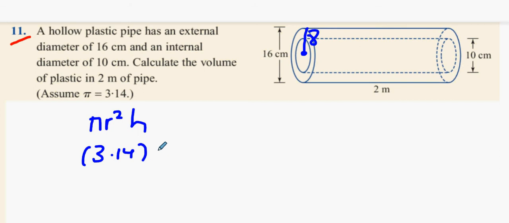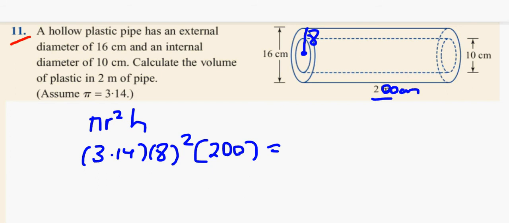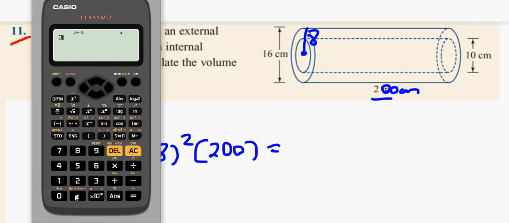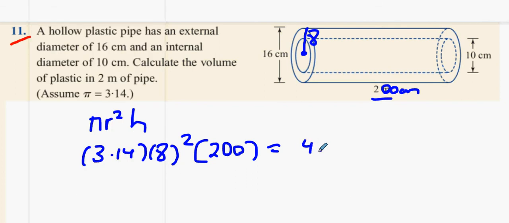3.14 times h squared times h, what's h? Nope, 200. Why am I changing it to 200? Centimeters, exactly, that's 200 centimeters. Put all that into the calculator and we get 40,192. Now we take away the small cylinder.